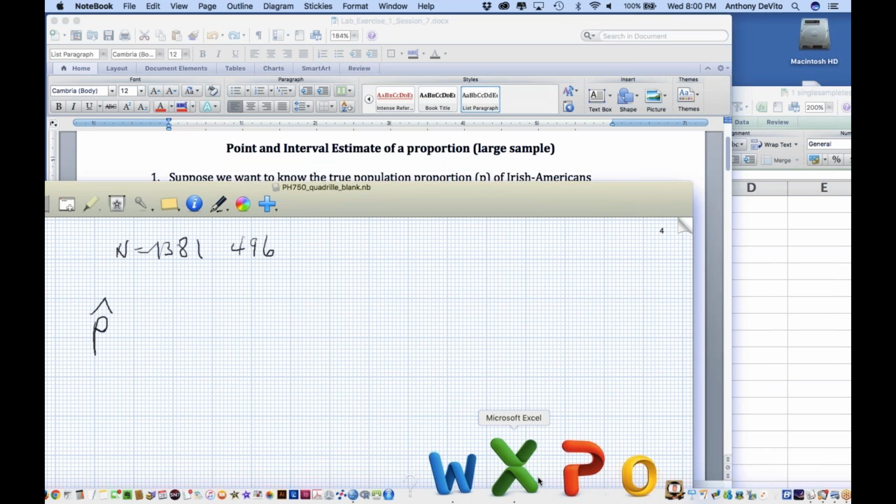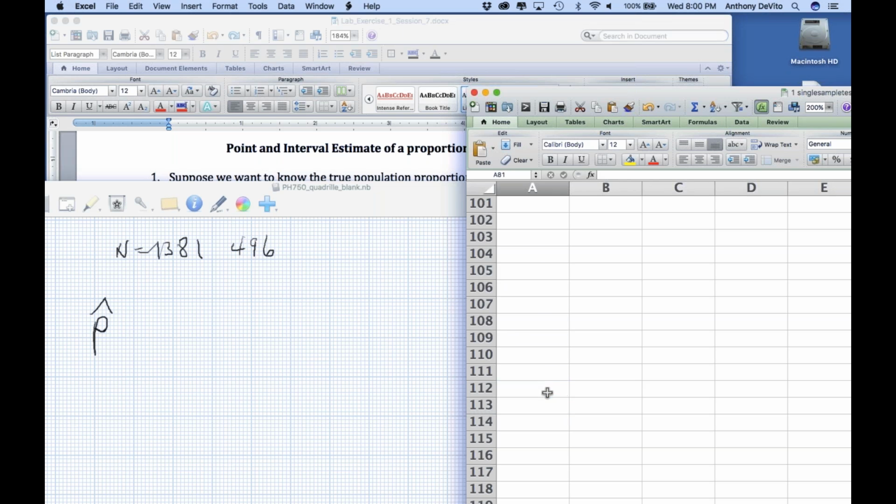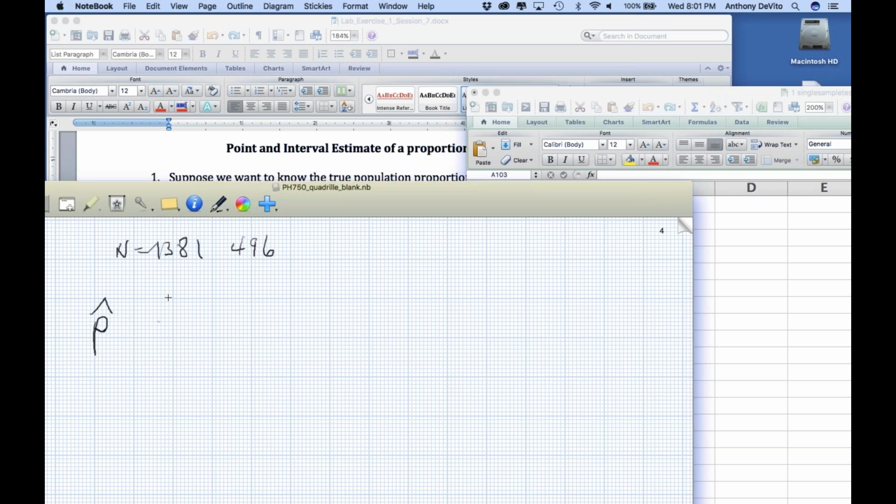And what is that anyway? Let's calculate it. That's equal to 496 out of 1,381. So the proportion that approved was 36%. Okay, so our p-hat, the proportion of this sample that approved, was 38%, 0.38.